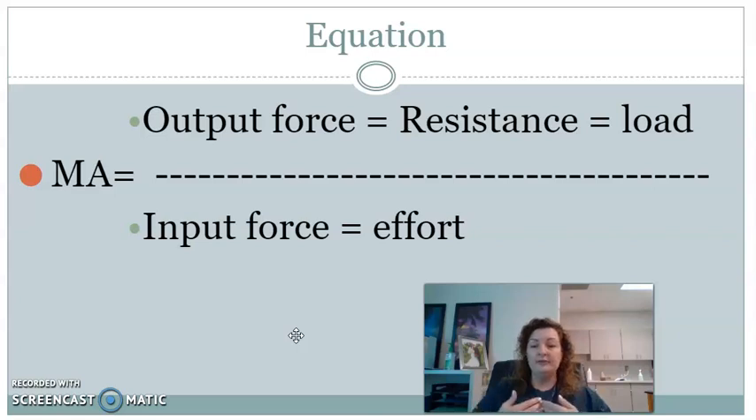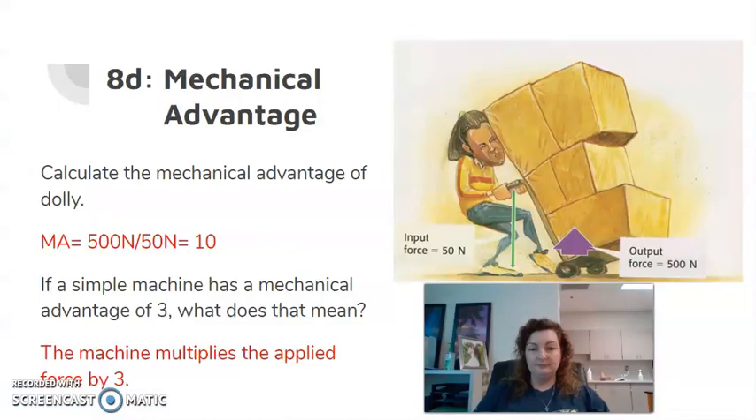Mechanical advantage of a machine is how many times it amplifies your effort force. So if I put a certain amount of my muscle force, my effort into a machine, it's going to multiply that by a certain number, and that number is the mechanical advantage of the machine. So let me show you an example.